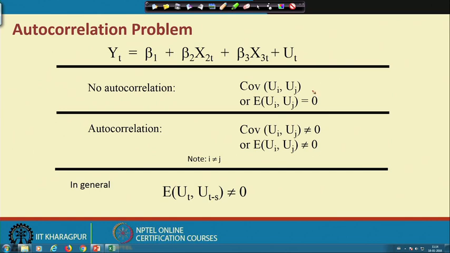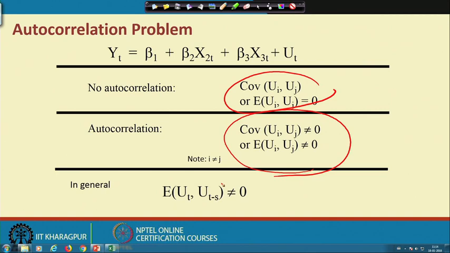So, that means in this case we have no correlation, meaning no autocorrelation, but in this case there is autocorrelation. So, like multicollinearity, it is also a kind of virus that needs to be detected, and then finally we look for the solution. So, what is the procedure here?